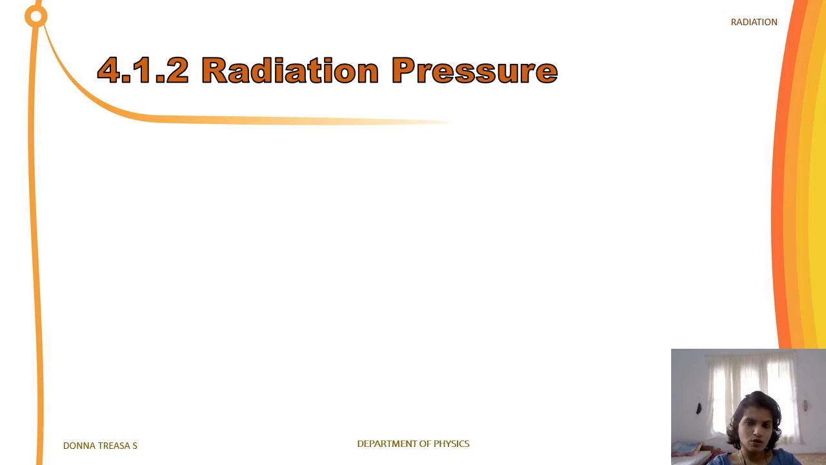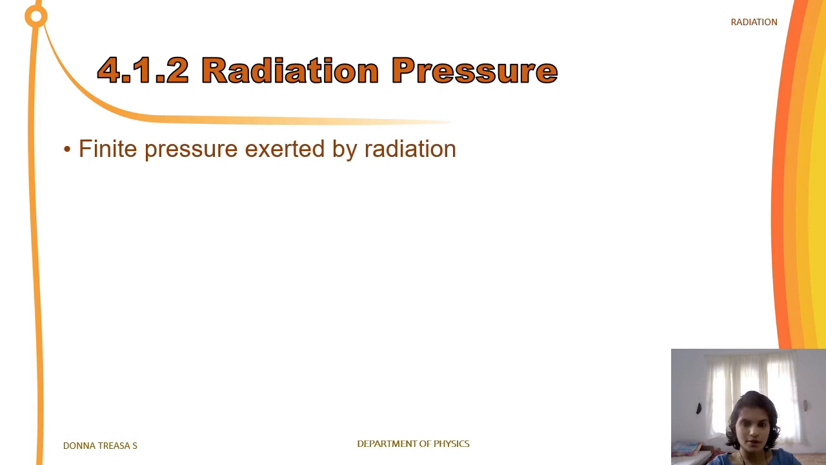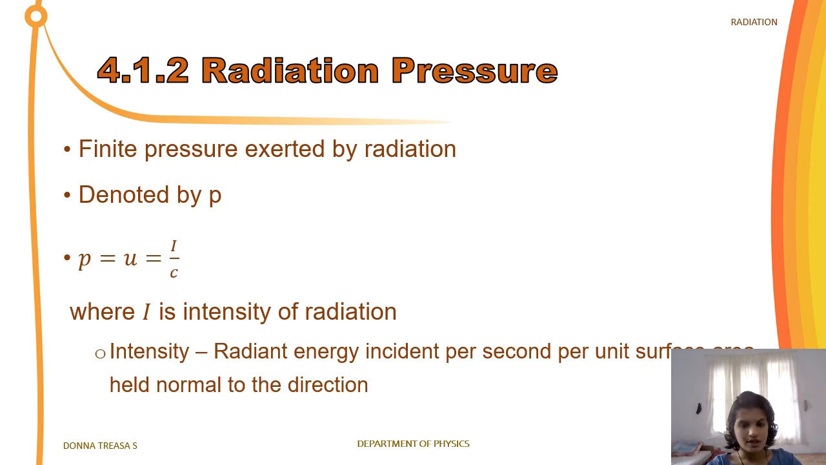As I said before, radiation has electromagnetic properties like light. Just like light exerts a finite pressure, radiation also exerts a finite pressure, which is known as radiation pressure. It is denoted by P and the relation is given as P is equal to I by C, where I is the intensity of radiation. Intensity of radiation is defined as the radiant energy incident per second per unit surface area held normal to the direction. Here C is the velocity of light in vacuum.